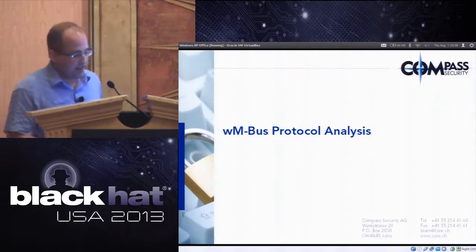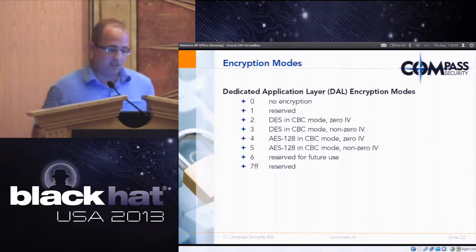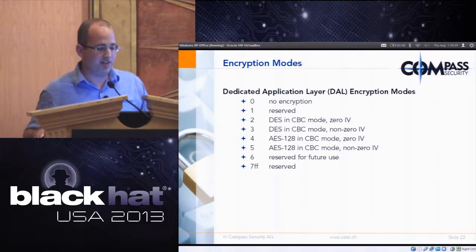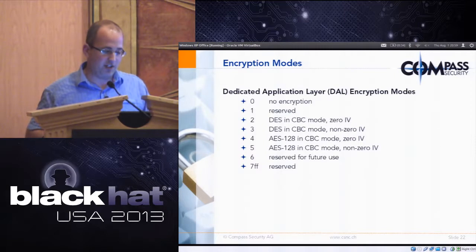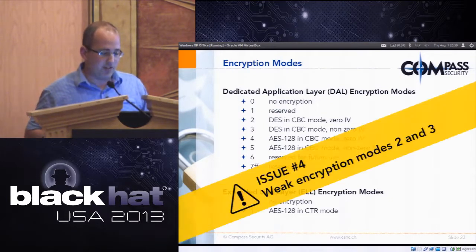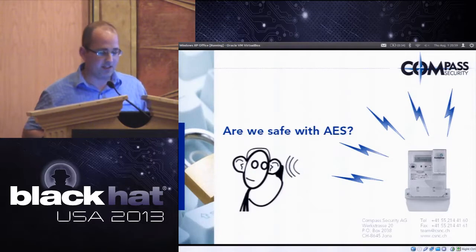Okay. Then I had a closer look at the protocol. We have different encryption modes actually. So there's DES, but there is AES 128 as well for the application layer encryption, and there is AES 128 for the extended link layer as well. So we have 2 bad modes actually, so I'm not going to use DES anymore. Then I thought, okay, let's have a look at the remaining 3 encryption algorithms. So are we safe with AES?